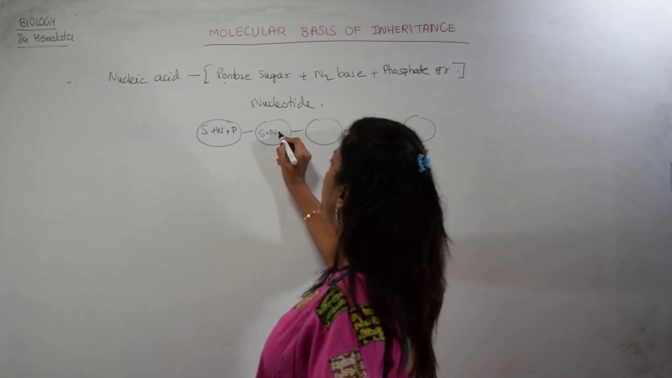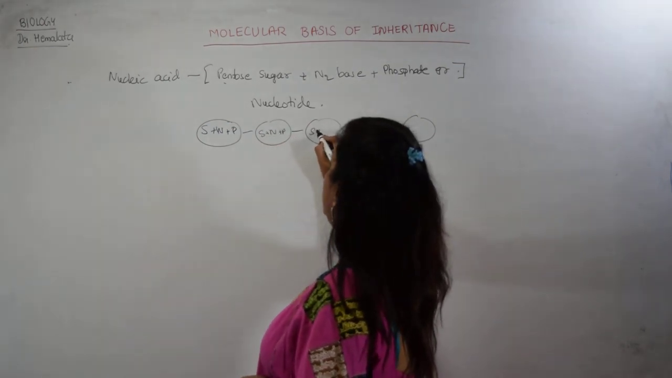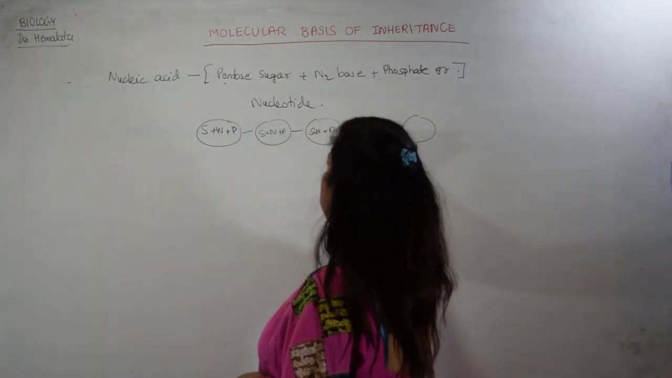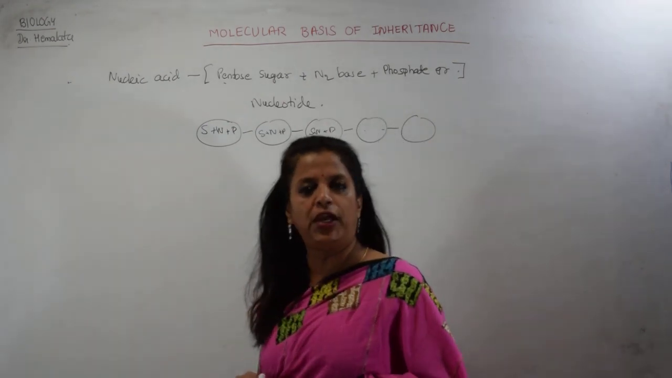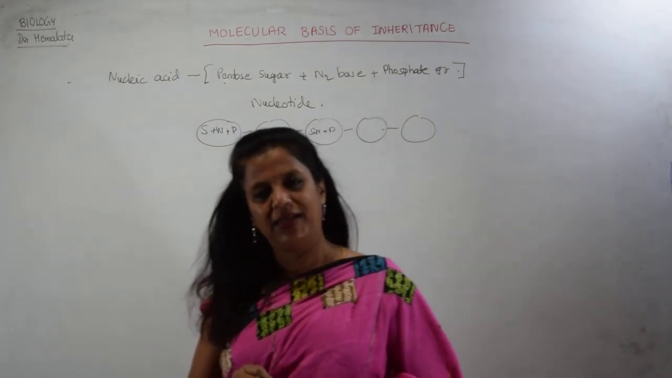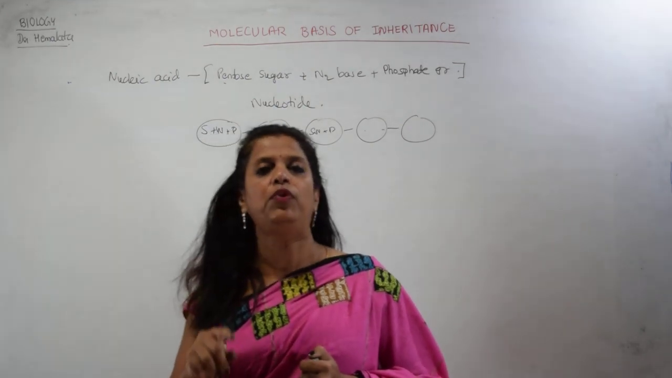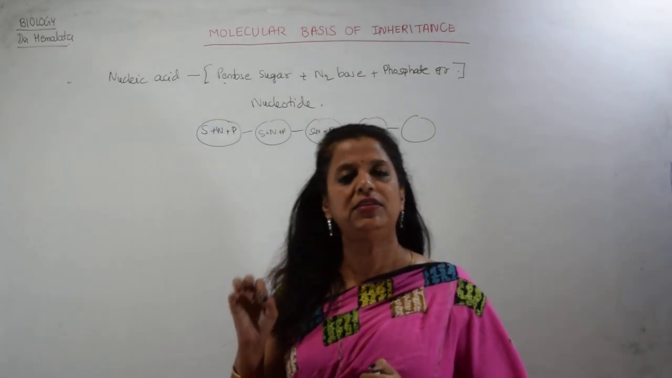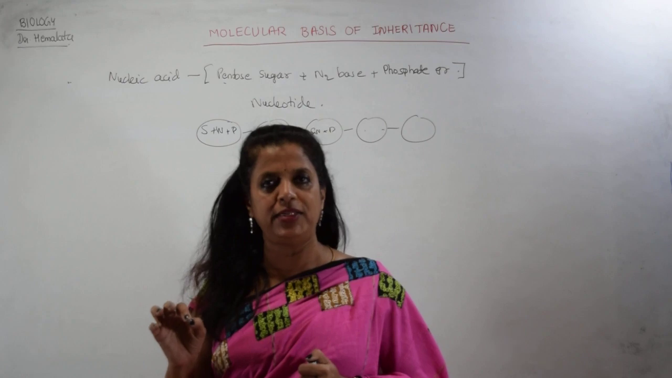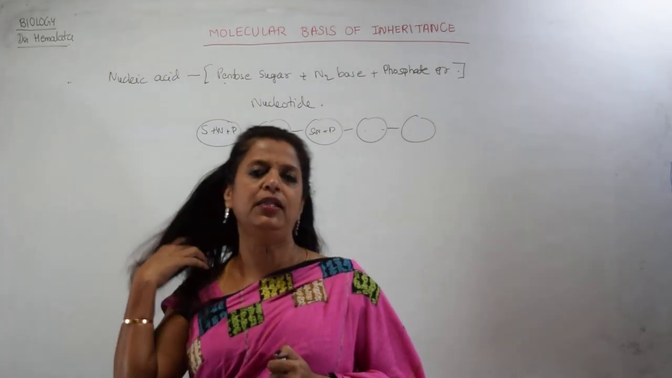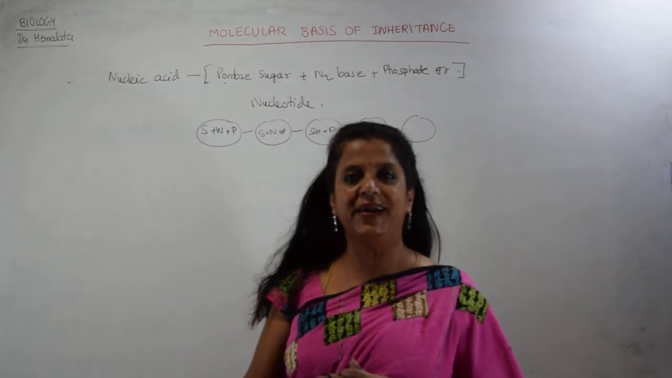Sugar plus nitrogen base plus phosphate. This is the polynucleotide chain forming the nucleic acids. Right? Now it is time for you to understand the structure of a nucleotide. If you understand each nucleotide, the remaining things will be easily understood.